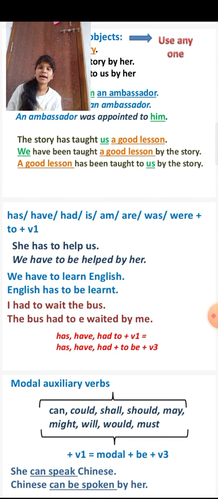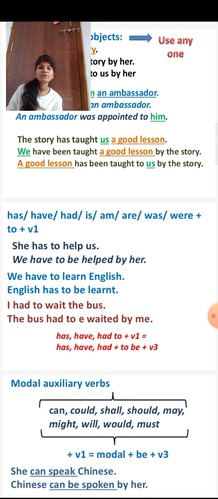Has, have, had, is, am, are, was, were. Am, is, are we can use in a present continuous form in active voice, and was or were also we can use in a past continuous. So while using these be forms, or helping verbs, or auxiliary forms, let us discuss how to convert the sentence from active voice into passive voice. Now you can see here, she has to help us. So us will become we: we have to be helped by her.